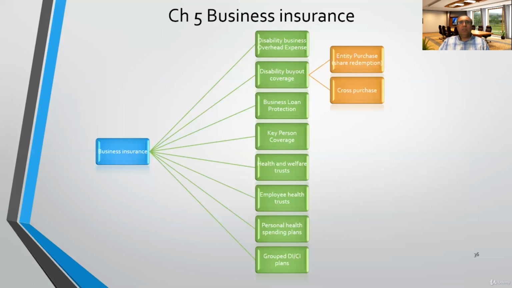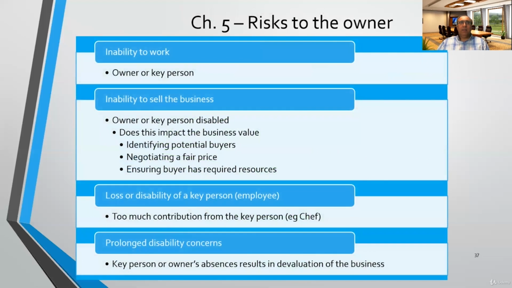And then there's grouped DI, CI plans. Okay, so these we will talk about in detail. The risks for the owner are: there's a chance that the owner may have inability to work. If they are unable to work or their key person's unable to work, then they'll have trouble in the business. And the other risk is that they could have inability to sell the business.